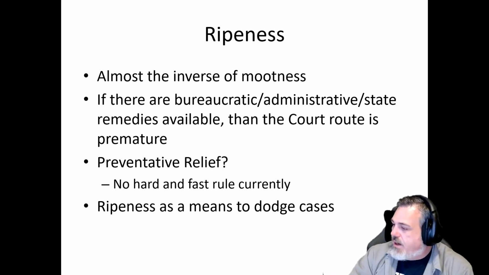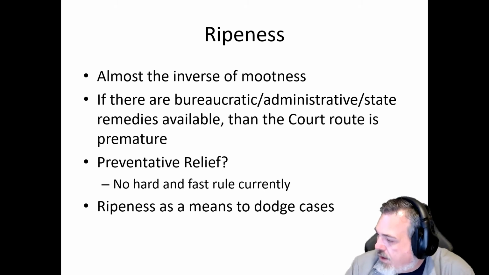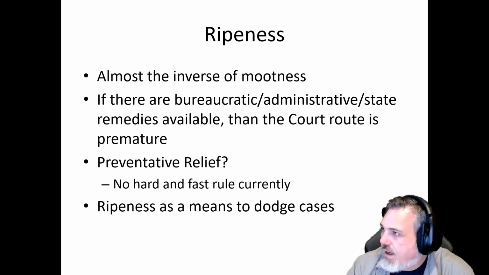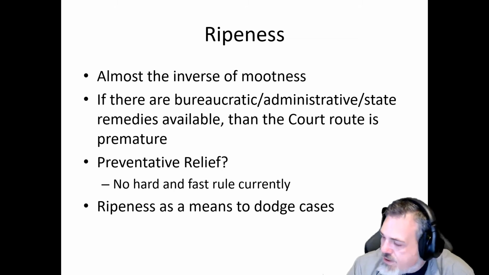Next question. Can ripeness be used based on prevailing societal opinion to refuse to hear a civil rights case that has strong negative support? I suppose.